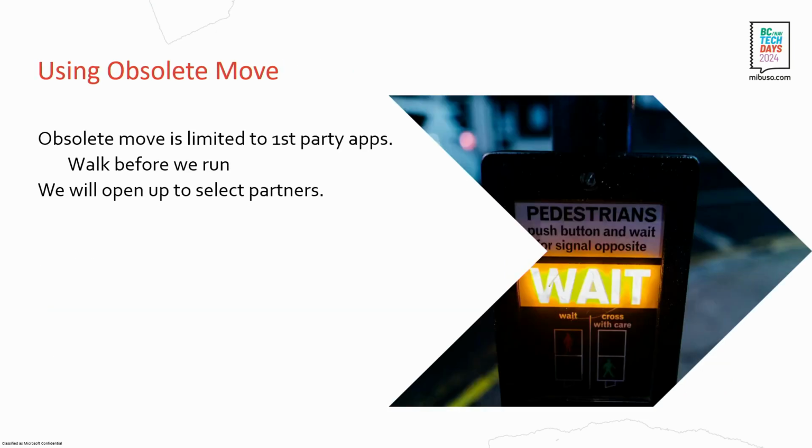So right now, the obsolete move properties and the move to and move from properties are limited for now to first-party apps, Microsoft apps, because we need to make sure that all of these are really working well. We need to make sure that we can walk before we run with this set of features. This is your data, and it is really critical to get it right. In time, we will open up for more and more partners, so we can slowly weed out the worst set of issues.